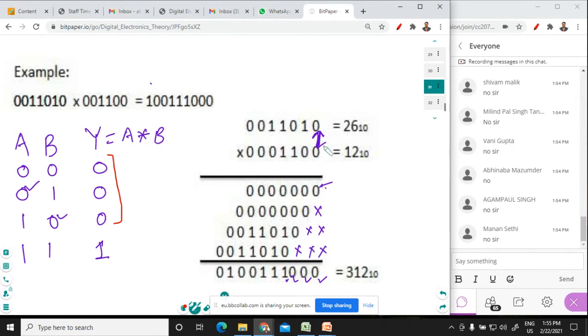Same is to be performed right here. When 0 is multiplied with any number, it will give you a 0 result. That's why this complete frame is 0. Okay. Next, again, you are going to multiply this 0 with all these numbers. So that's why this all are represented with 0. Next, you have to multiply by 1. So as it is, this binary number is represented as it is.